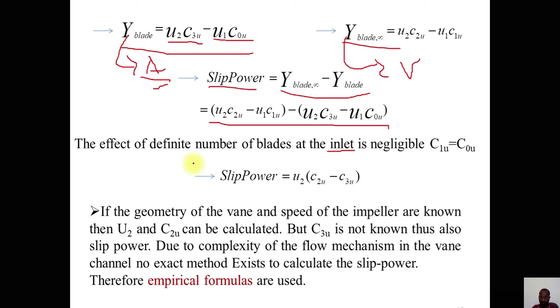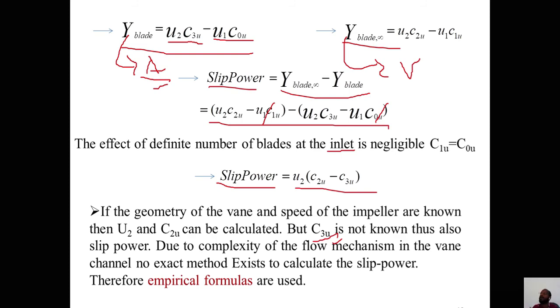Therefore, having a cancellation of terms, this one is only left with Z2. But again, C3U is not known. The intention behind is finding C2U and C3U. This one is only possible if you have slip power, but it is impossible finding them analytically. Therefore, we have to develop empirical equations. We have to find the empirical equations to get them in an easy way.